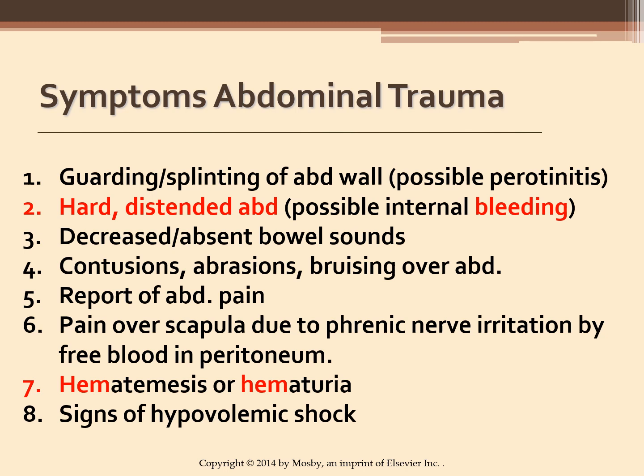You could see contusions, abrasions, or bruising over the abdomen. You could obviously hear the report of abdominal pain. Maybe pain over the scapula due to the phrenic nerve irritation by free blood in the peritoneum. Hematemesis or hematuria, and signs of hypovolemic shock.